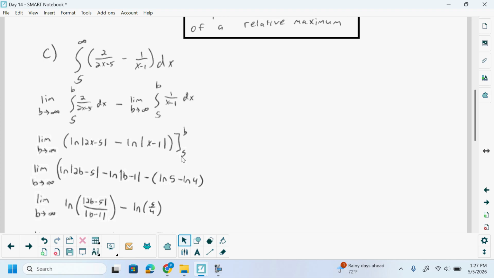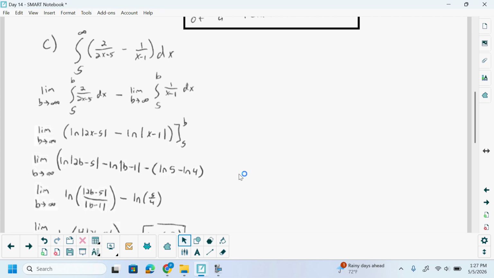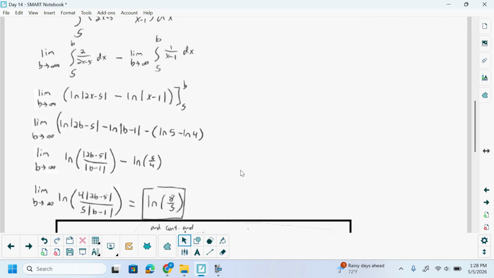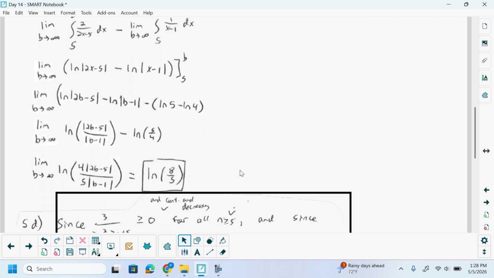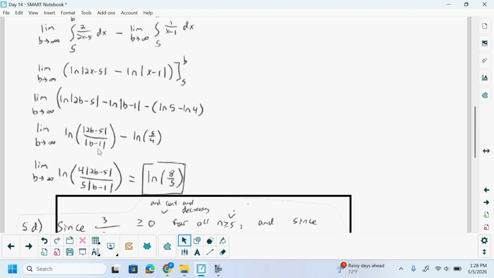Now, because b is approaching infinity, the insides of these absolute values are going to be positive. I chose to just leave them in there, but once you recognize those insides are going to be positive when b goes to infinity, you could turn those absolute values into parentheses wherever you would like. And then from there, we're going to let b go to infinity. So I used some log laws to bring some things together.